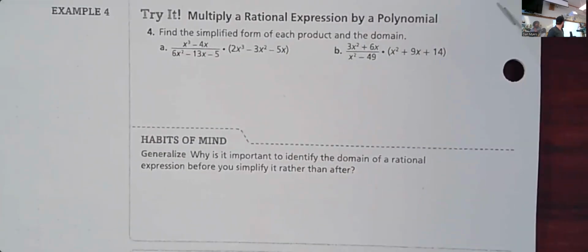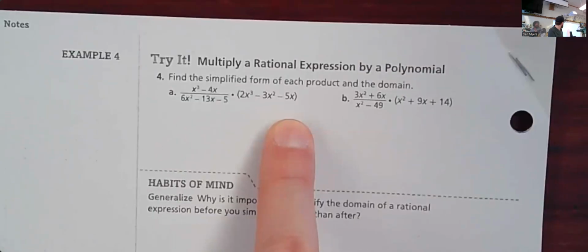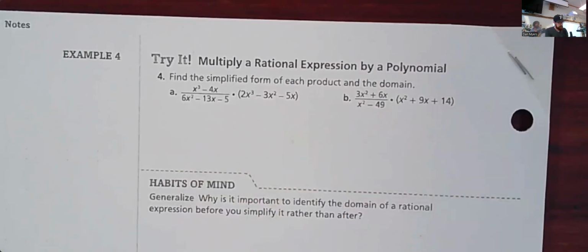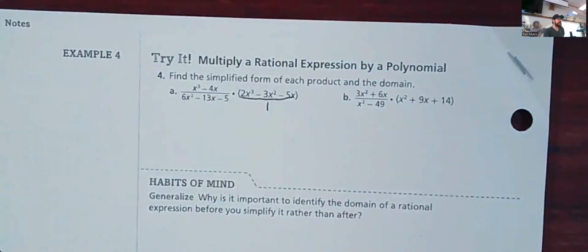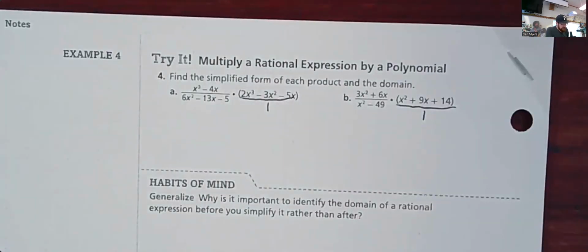So, wait, that's not division, that's multiplication. Where's the division? Oh, division is next, okay. Find the simplified form of each product and the domain. All right, well, this one doesn't really look any different than what we just did. One thing I would mention, turn these into a fraction. So, put them over 1. That way you know that these are actually part of the numerator as opposed to the denominator. But other than that, not much of a difference happening here.